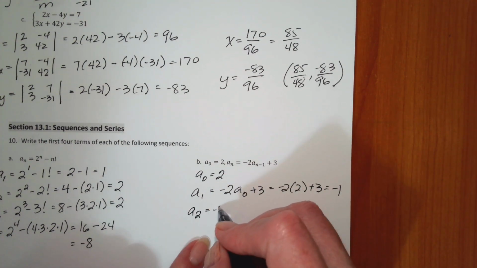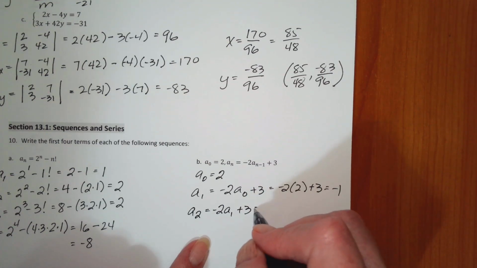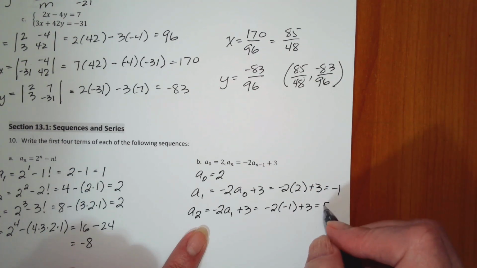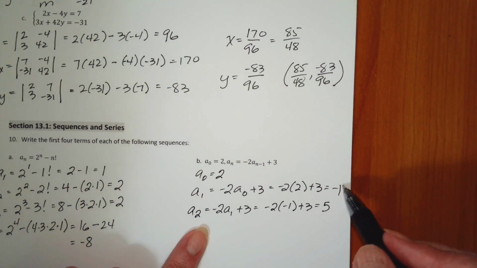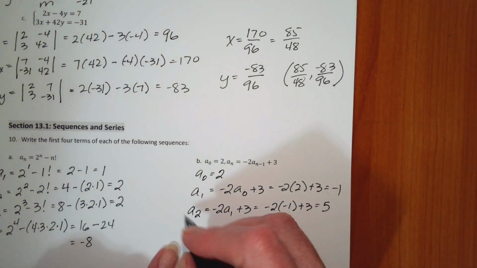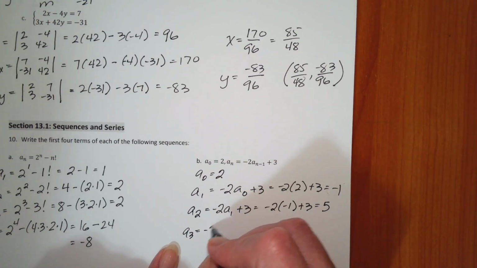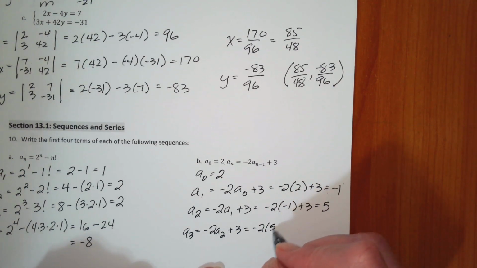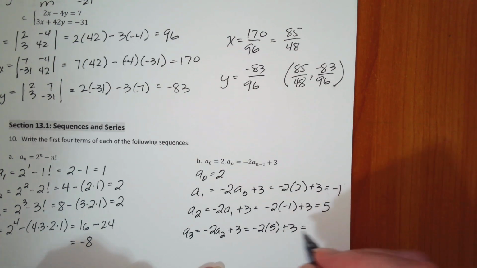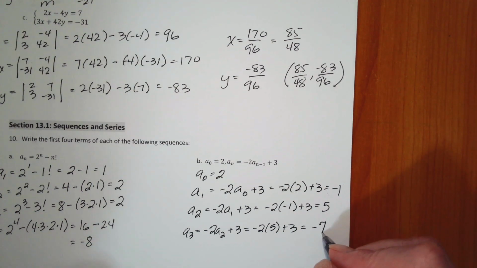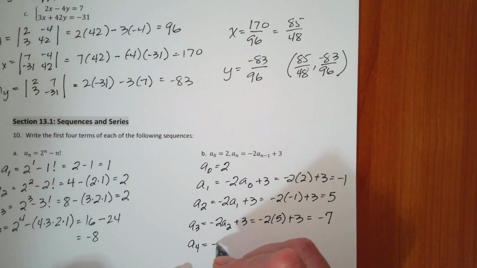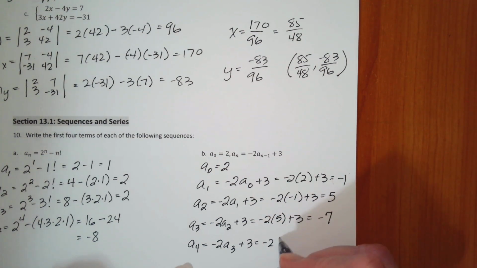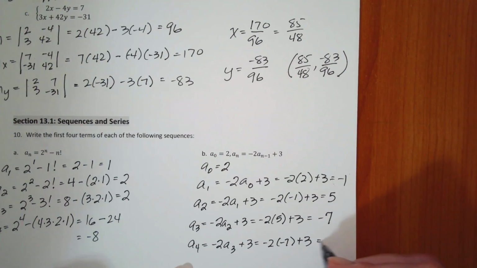Then a sub 2 is negative 2 times a sub 1 plus 3. So that's negative 2 times negative 1 plus 3, which is 5. You have to use the value from the term before it. A sub 3 is negative 2 times a sub 2 plus 3, which gives us negative 2 times 5 plus 3, which is negative 7. And a sub 4 is negative 2 times a sub 3 plus 3, which is negative 2 times negative 7 plus 3, which is 17.